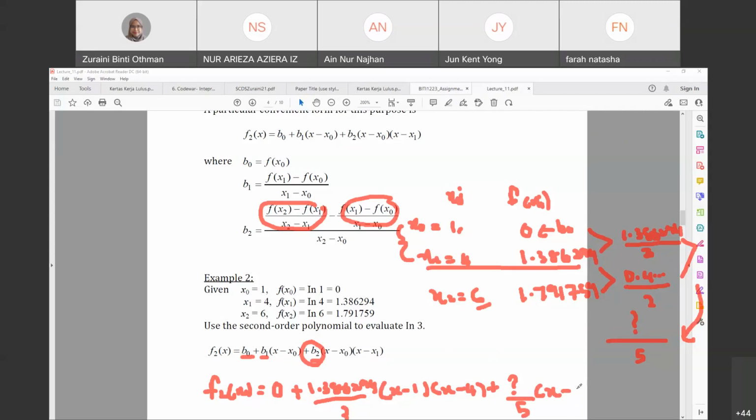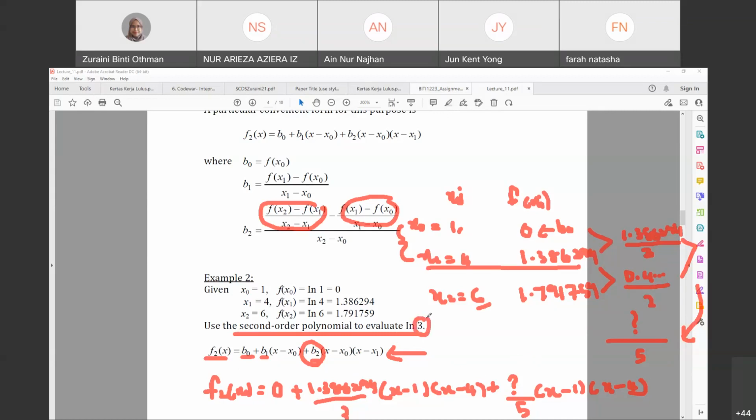This is 1 and X tolak 4. Okay, follow this kind of formula. Then, okay, this is for F2, using second order polynomial to evaluate lone tree. So, dia nak cari evaluate lone tree.